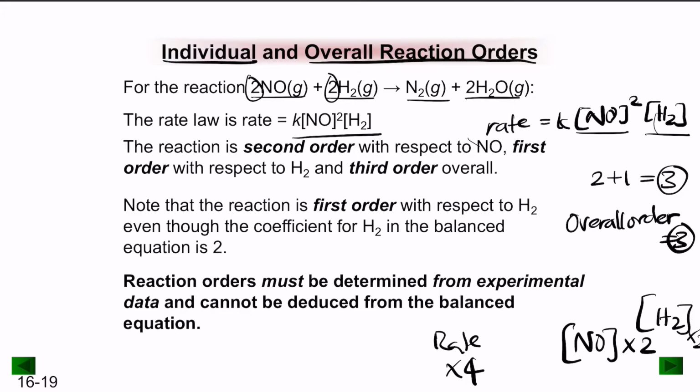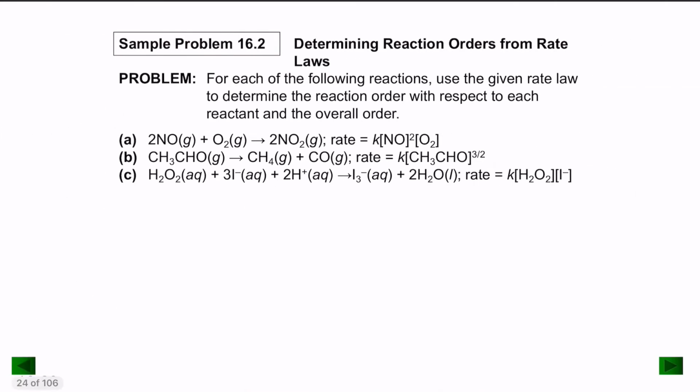But what if both are done at the same time? If we double both NO2 and H2, then the rate gets multiplied by 8. So what is happening here? It becomes power 3, which means it becomes 8 times. This is what we are talking about in terms of the overall reaction order.